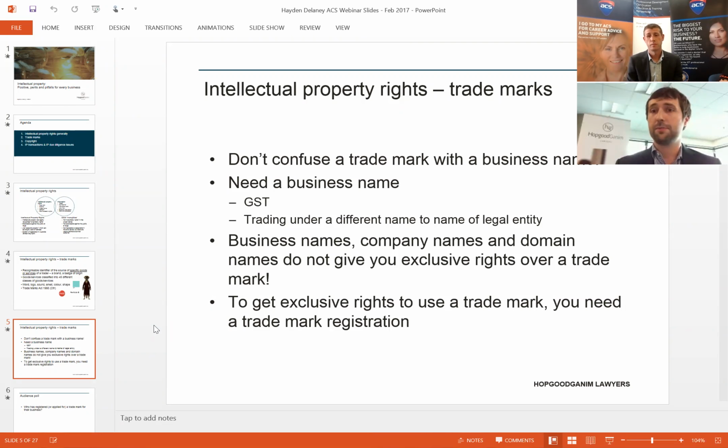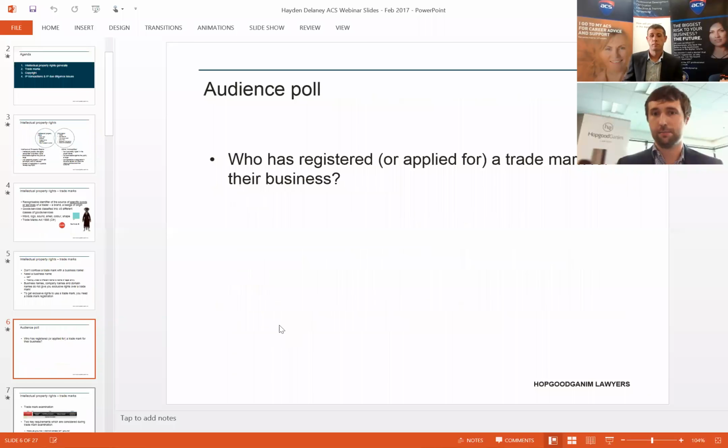Okay, business names don't give you any exclusive rights over a name. The only thing that will do that is a trademark. So don't confuse business names. Don't think that I have a business name as part of my business, and therefore, because I do, I have an intellectual property right. The reality is you do not. Trademarks are very different to business names. Business names are quite simple to get because they're not an intellectual property right. Trademarks are much more of a process to get registered.